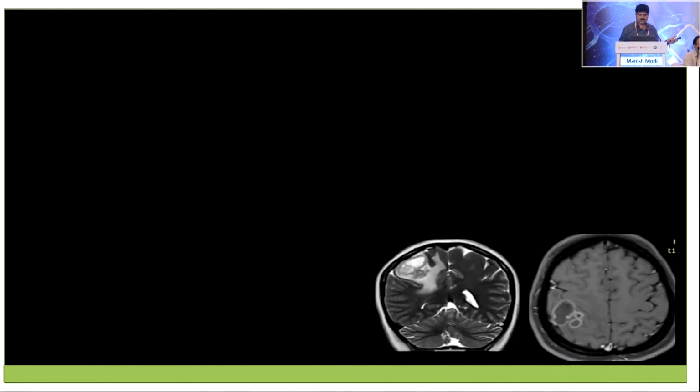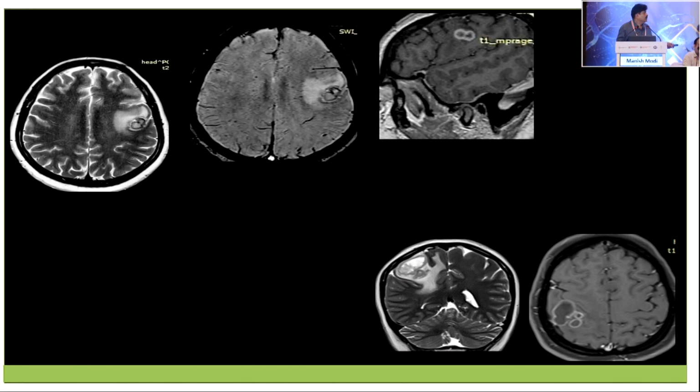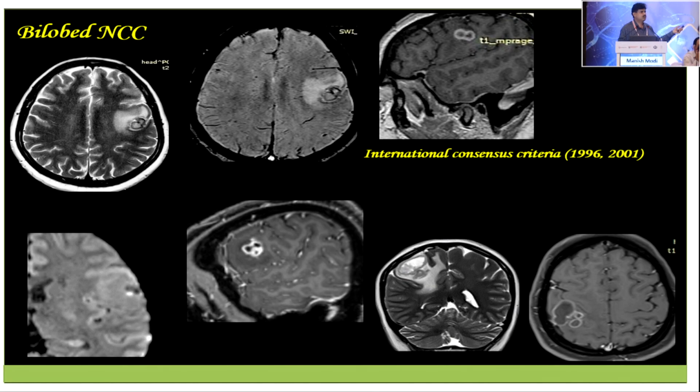Then another case. Now what about this? Multiple ring enhancing lesions. NCC anybody? No one. Tuberculoma? Everyone. Right? So this is something which has now been explained immensely in the literature. Multiple ring enhancing lesions don't take you straight away to tuberculoma. That is the most important take home message. Just don't go by the fact that there are 2 or 3 ring enhancing lesions, like in this case also. It can still be NCC. Why and how, we will discuss later.